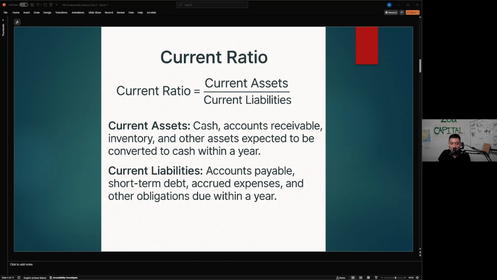Current assets include cash, accounts receivable, and other assets expected to be converted to cash within a year. And current liabilities are accounts payable, short-term debt, accrued expenses, and other obligations due within a year. For this ratio, if the number is greater than 1, it means the company has more current assets than current liabilities. It will be considered financially healthy.